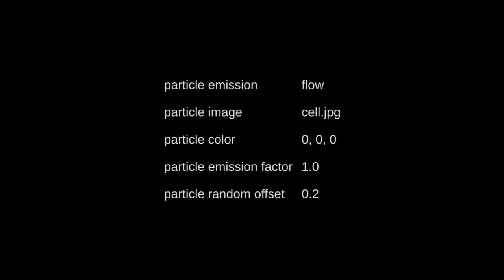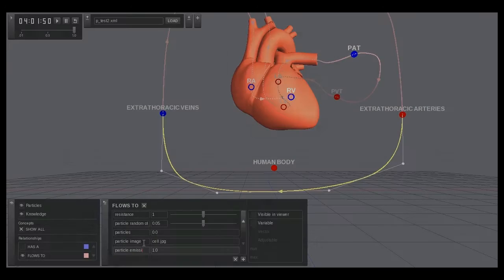The particle color, the color that the particle image will be tinted. Particle emission factor, a scalar value to scale the amount of particles emitted. And there is also an optional attribute, particle random offset. This defines a distance which the particle is randomly offset from its path.